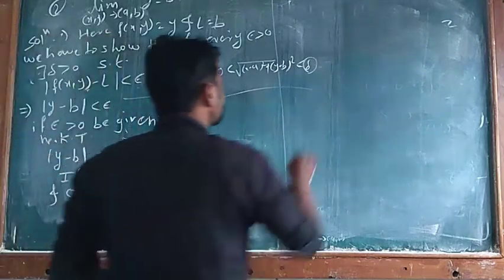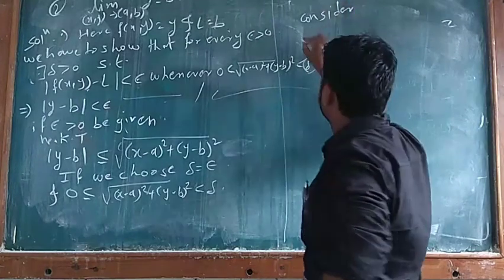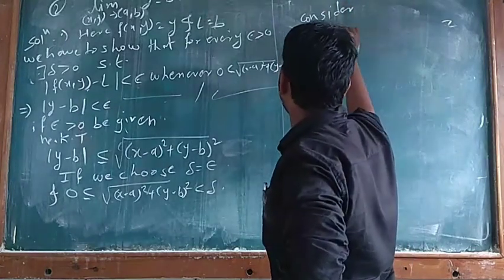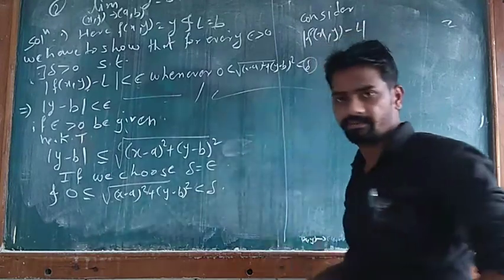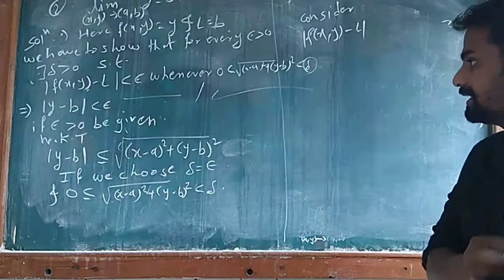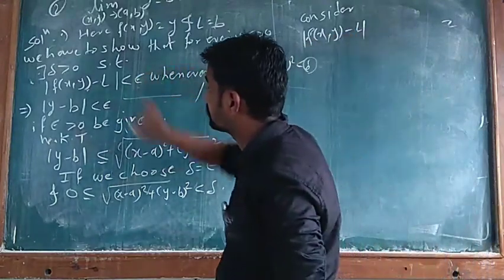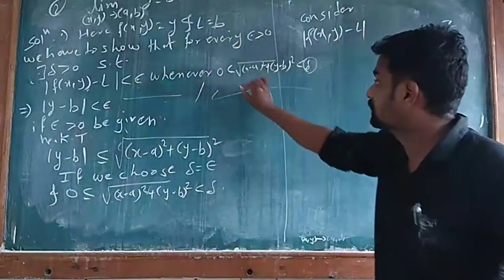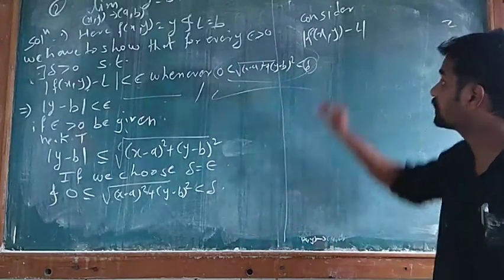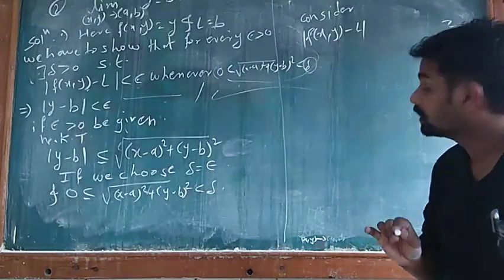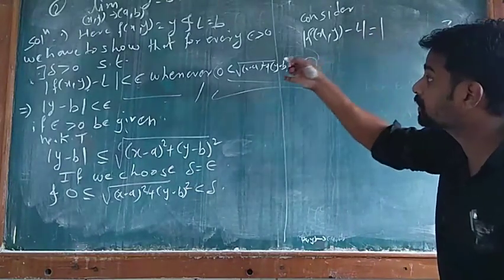Then we can consider the equation mod of f of xy minus L, and we have to show that mod of f of xy minus L is less than epsilon whenever this given condition holds. Then we have to show that this is less than epsilon.